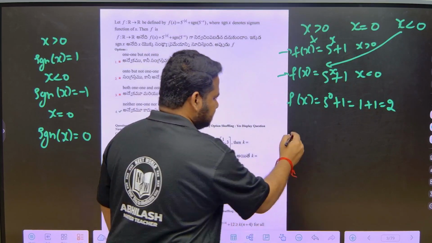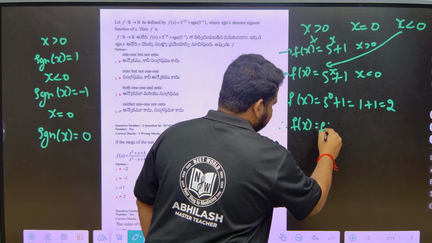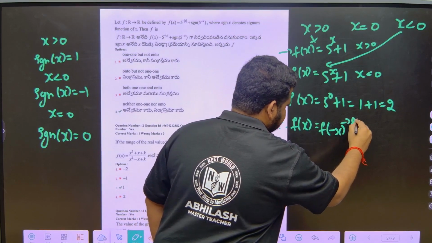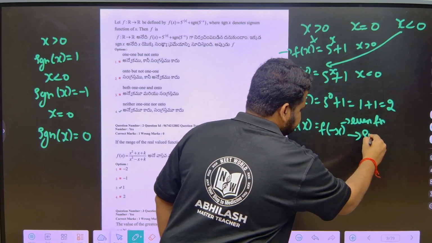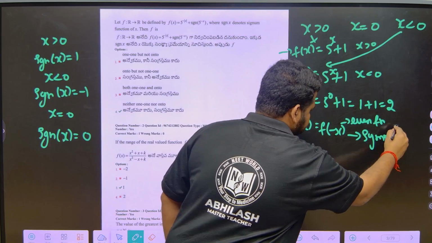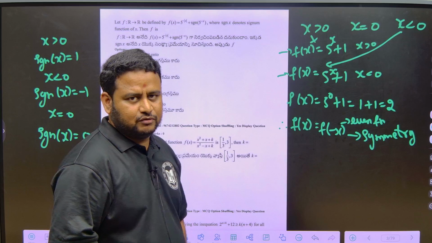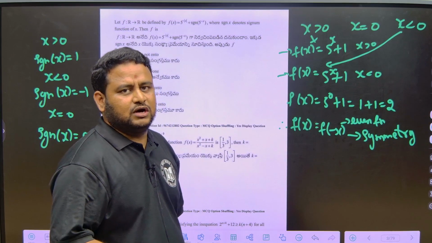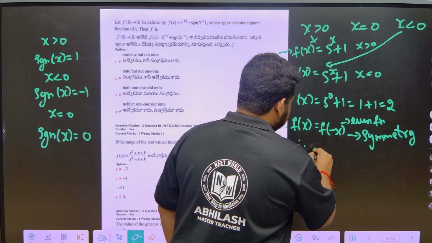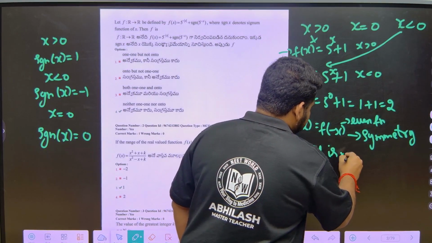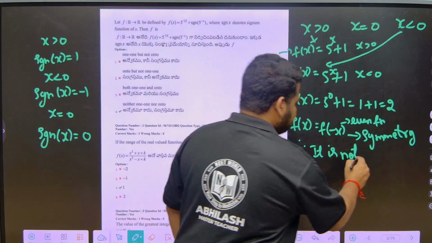Therefore, f of x will be equal to f of minus x. This is nothing but an even function. That means it is showing symmetry. If it is showing symmetry, that means for one value we will be having two other values. So it is not one-one, therefore it is not injective. One-one function is also called an injective function. It is not one-one.